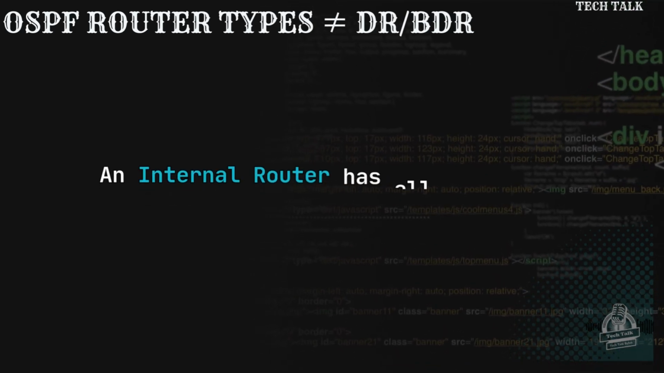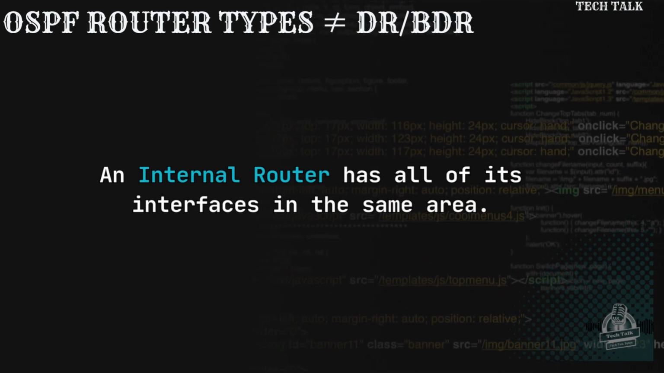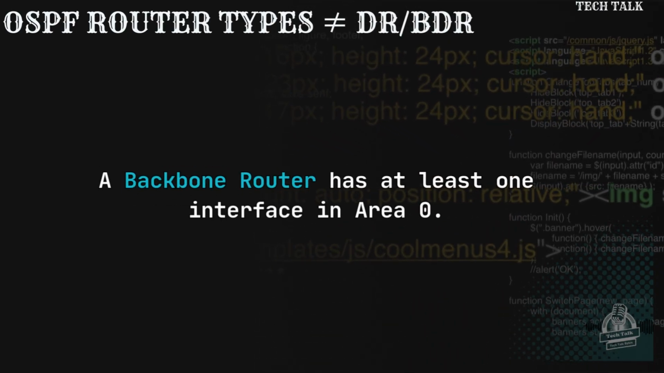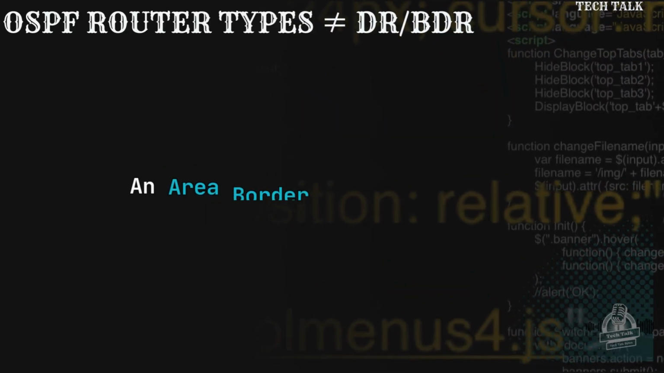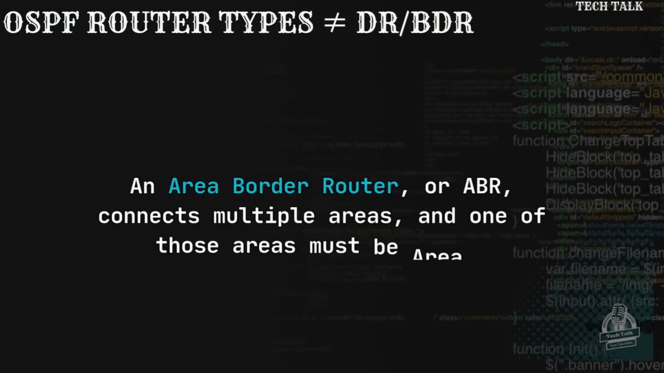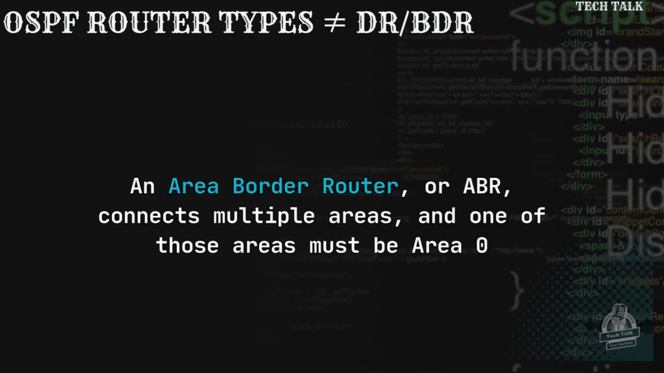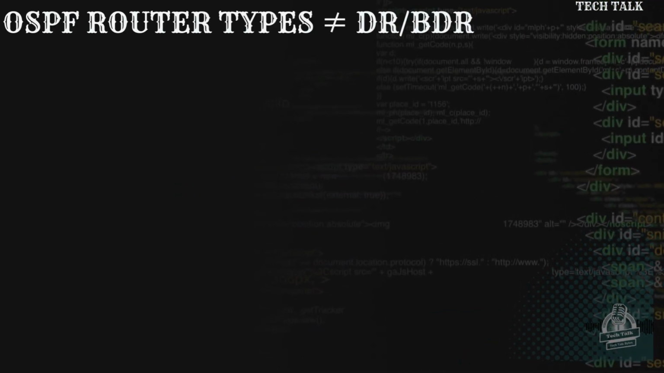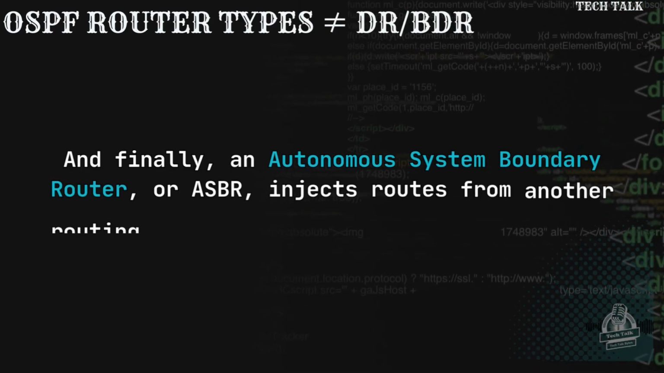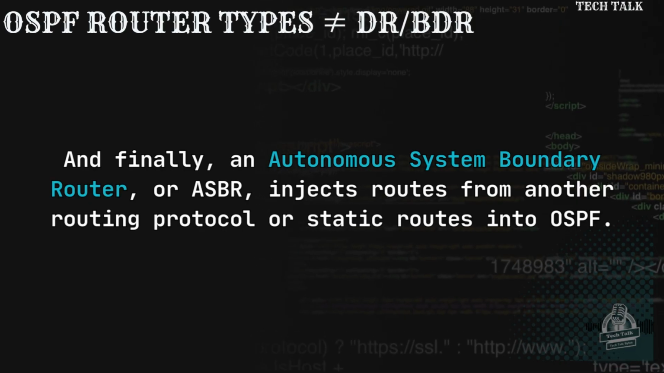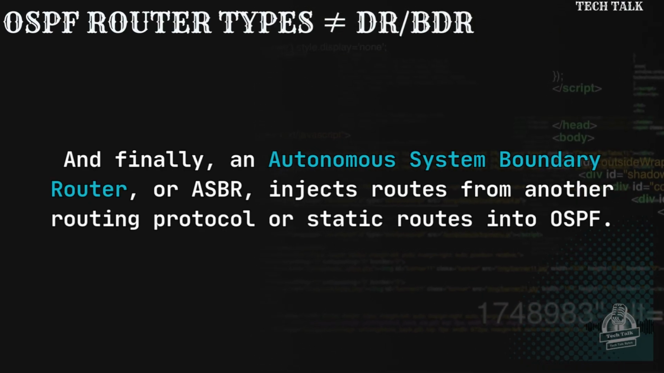An internal router has all of its interfaces in the same area. A backbone router has at least one interface in Area 0. An area border router, or ABR, connects multiple areas, and one of those areas must be Area 0. And finally, an autonomous system boundary router, or ASBR, which injects routes from another routing protocol or static routes into OSPF.